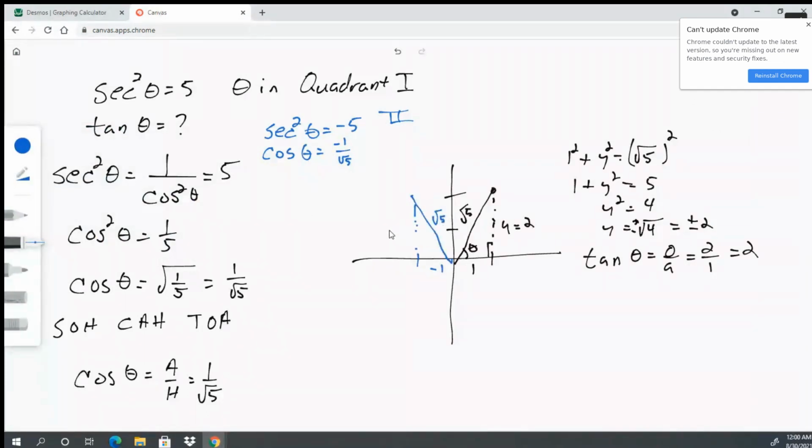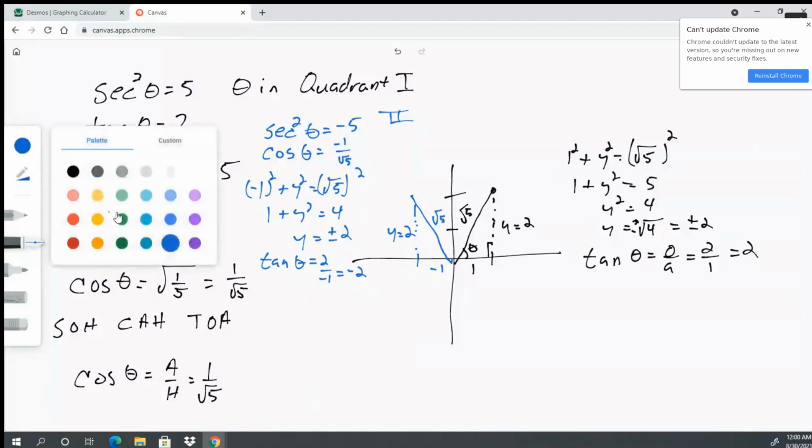And here we're going to find the same y value, right? Minus 1 squared plus y squared equals the square root of 5 squared, or 1 plus y squared equals 5. And by the same mechanism, y equals plus or minus 2. Well, we know it's above the x-axis, so this is going to equal 2, right? But tangent theta, meaning opposite over adjacent, is now equal to 2 over minus 1, or minus 2 in this case, right?